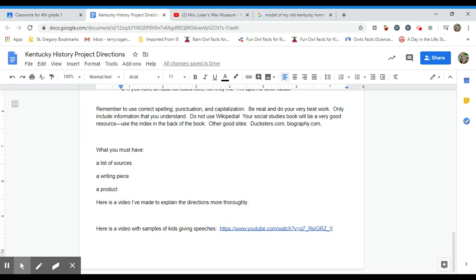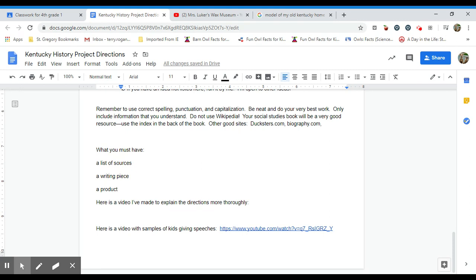These are the things you need to remember when you do your project. Correct spelling, punctuation, capitalization. I know you've never heard that before. Be neat and do your very best work. Only include information that you understand. If it's going to be in your project, you have to know what it means. Do not use Wikipedia. It's over your head. It's not always accurate. Your social studies book is an awesome resource. It's got all sorts of things in there, little biographies about different people. You could probably get by with just using your social studies book. It is that good.